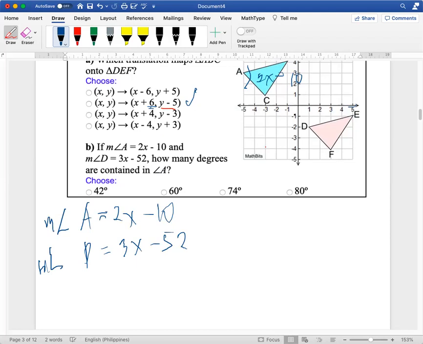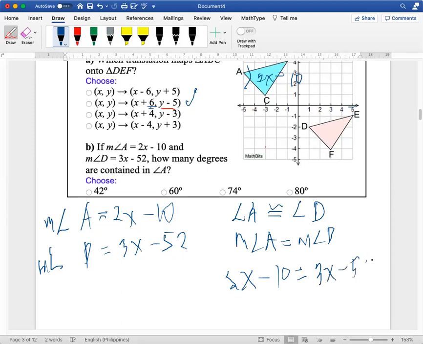So here, angle A and angle D are being used. We know that angles A and D are the corresponding angles of these two triangles. Since these two triangles are congruent, we could say that angle A is congruent to angle D, or the measure of angle A is equal to the measure of angle D. So which means that 2x minus 10 is equal to 3x minus 52, right?